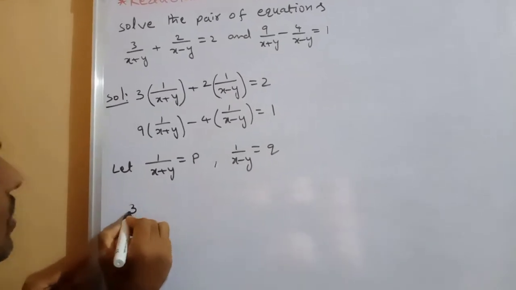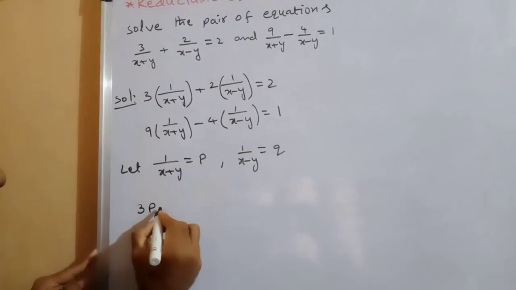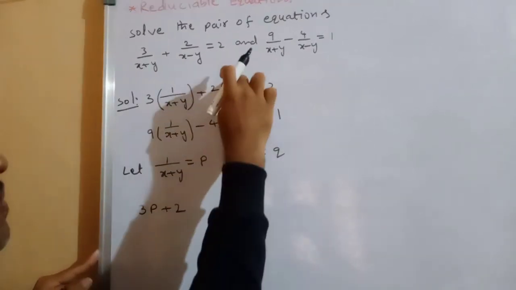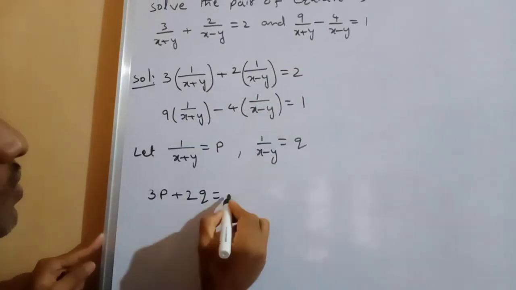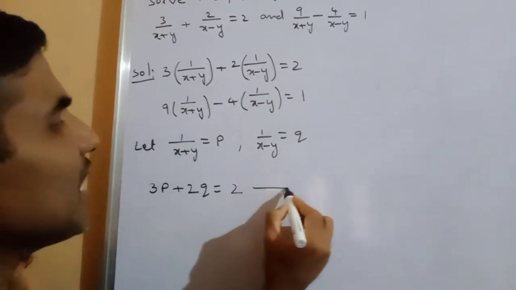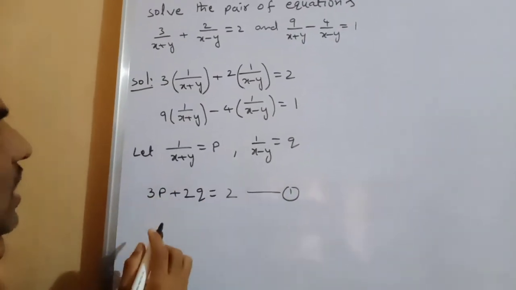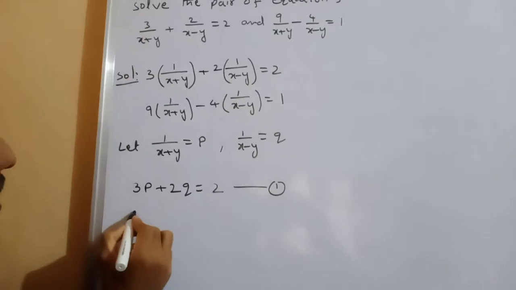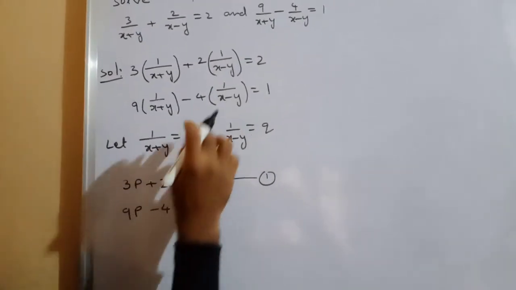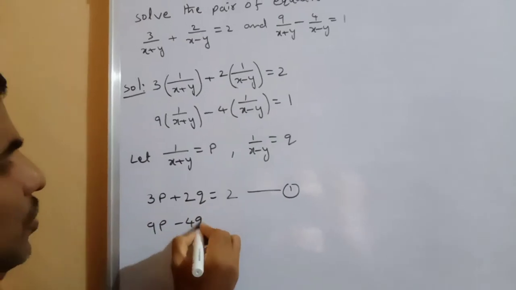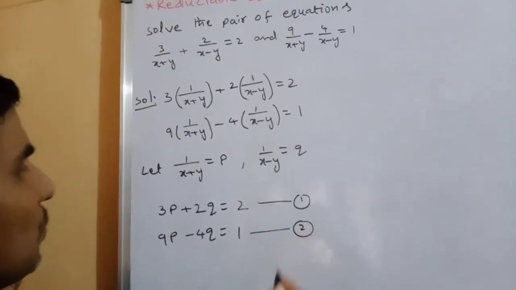Now 3 into the replacement, I am writing p: 3p plus 2 into the replacement, substituting q, equal to 2. Take this as equation number 1. Next, the second one: 9p minus 4q equal to 1. Take this as equation number 2.